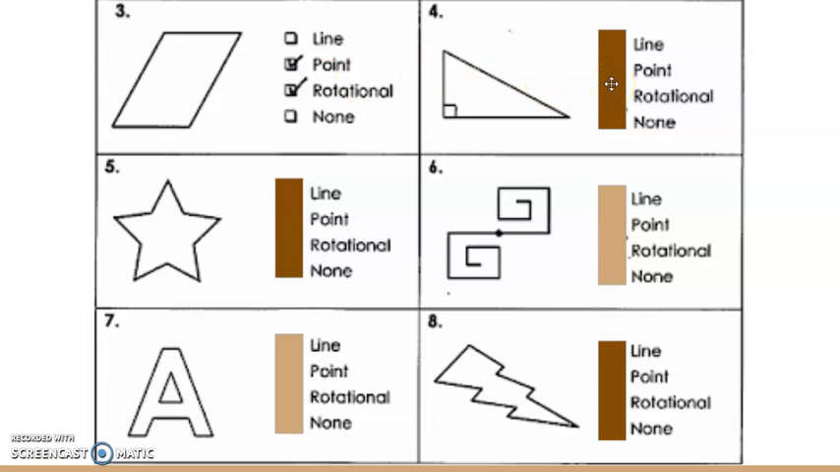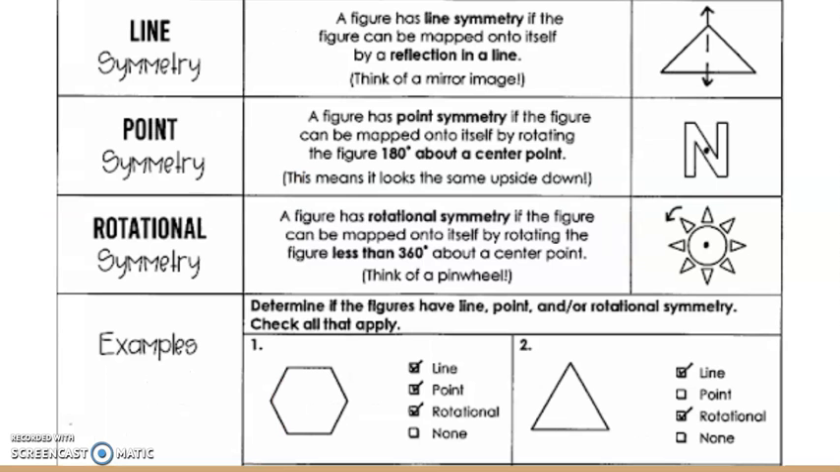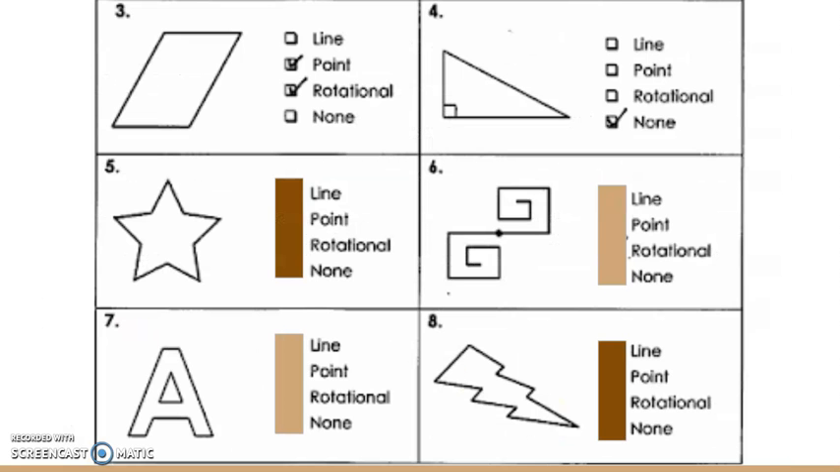Number 4, I can't cut it down the middle. There's no reflection. If I do a point, since this is a right triangle, again, I can't map it onto itself. And same thing with my rotational. If I try and rotate it in its center, there is no way to get it back to itself with anything less than 360 degrees. So this is an example of none. The triangle we were looking at before was an equilateral triangle. That's why we had line and rotational symmetry. With our right triangle, we don't have any of those things.